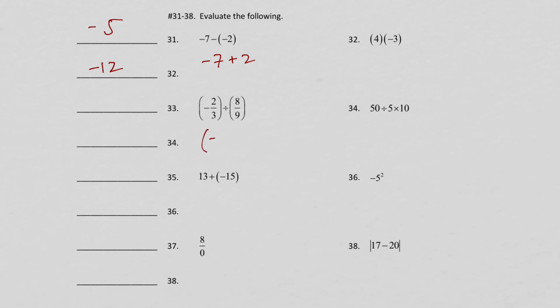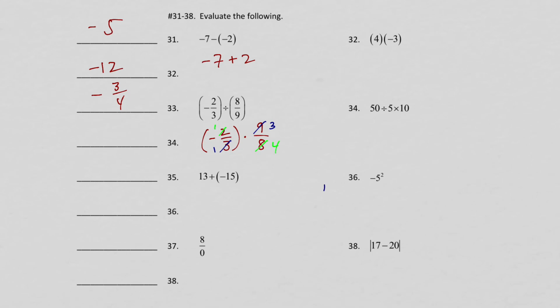Here we have negative 2/3, and we have times 9/8. And I'm going to cancel. 3 goes into 3 once, into 9 3 times. 2 goes into 2 once, into 8 4 times. And we multiply it. A negative times a positive is a negative. 1 times 3 is 3, and 1 times 4 is 4.